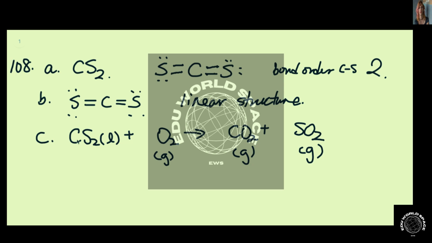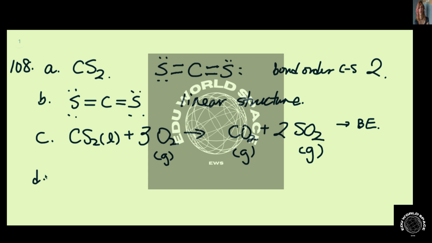So looking at the carbon, and 2 S, 2 SO2. So there are 2 oxygens from CO2 and 4 from 2 SO2, so 6 oxygens in total. So there's a 3 before the oxygen. So this will be the balanced equation for part C. Now let's look at question D.